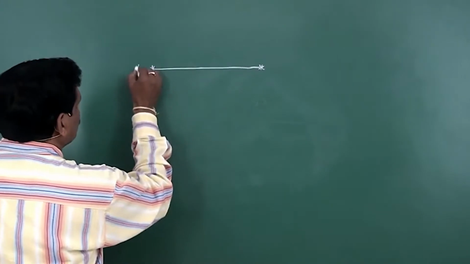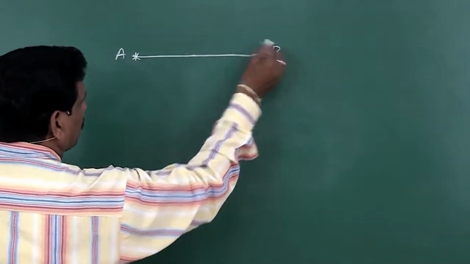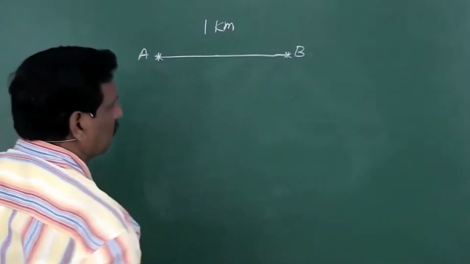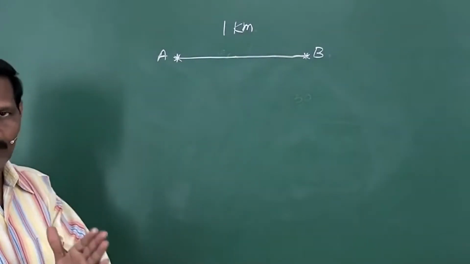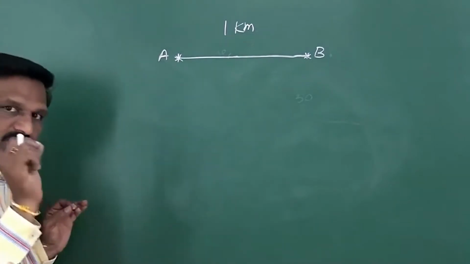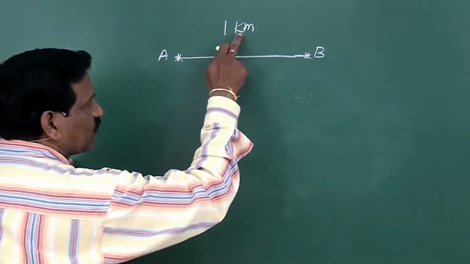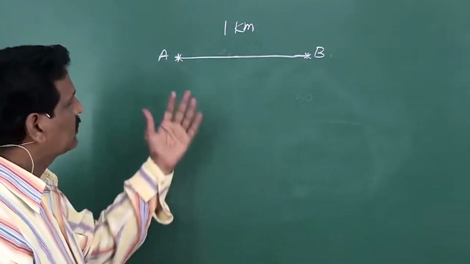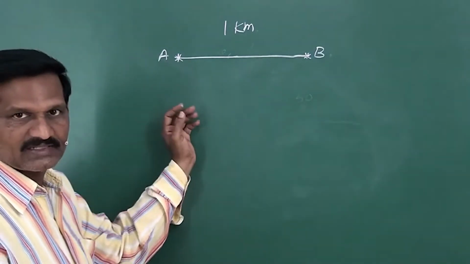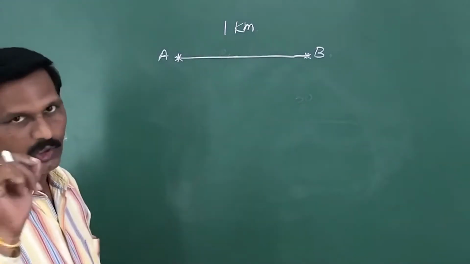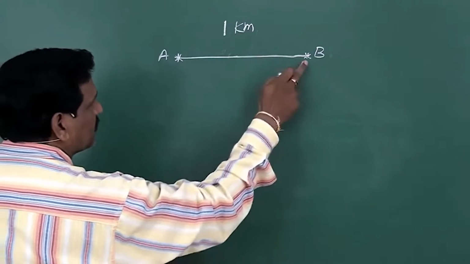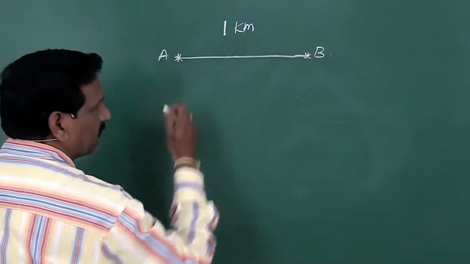Say the distance between these two places is 1 kilometer, because this is not given. The distance between the two places is not given, so we assume that the distance is 1 kilometer. For this type of problem, you can consider the distance between the given places to be 1 kilometer. There is no problem. So just assume that the distance between these two places is 1 kilometer.